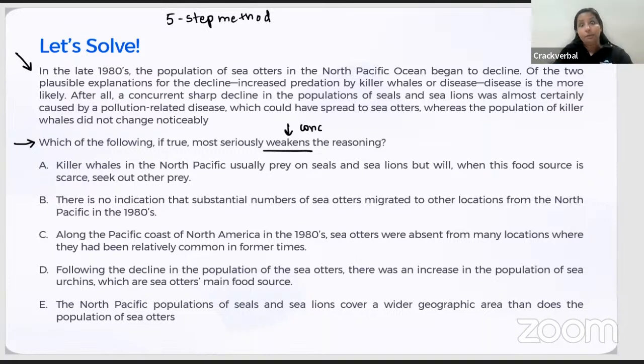Okay? Now they're telling me that the population of sea otters. You're going with option A. Okay, great. What do you think, Manish?